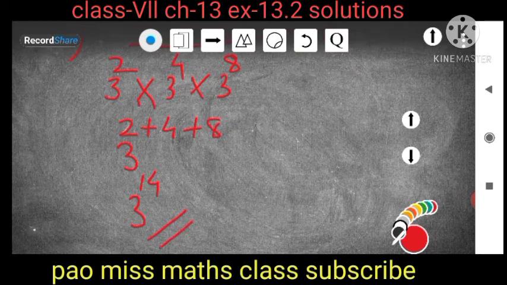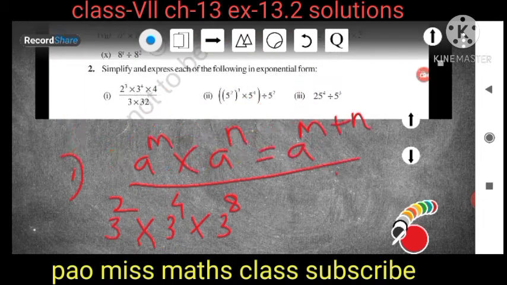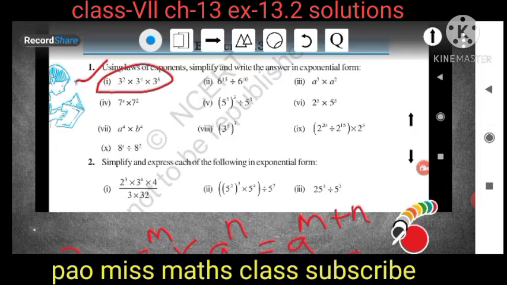So what is the answer? We have to write it in exponential form, isn't it? So there is no need of multiplying 14 times. Directly you keep it in the exponential form, that is 3 to the power 14. So the answer is 3 to the power 14. Which law are we using? We are using the first law, isn't it? Now the second one is given.